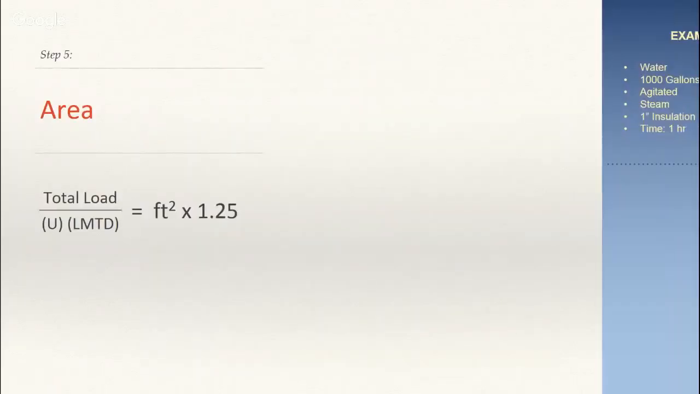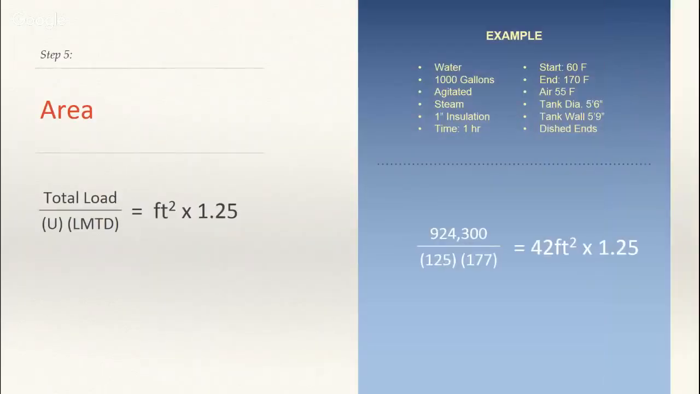So I'll move forward with our example. We take our total load, which we summed up earlier, multiply by our U value and also our LMTD, and that gives us the actual surface area required on the vessel to perform the duty we required for our heat up from 60 to 170. It calculates to 42 square feet.